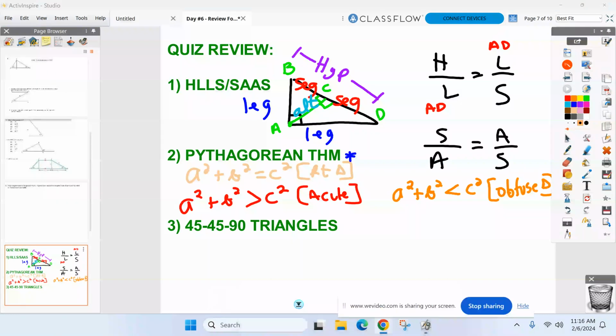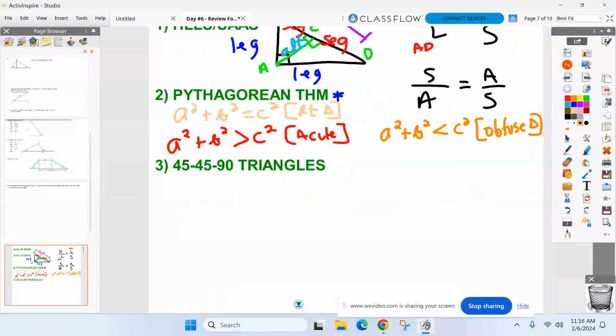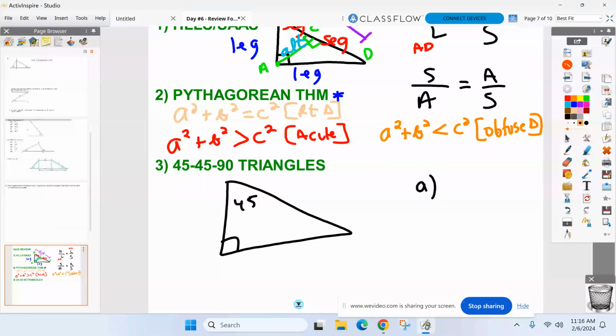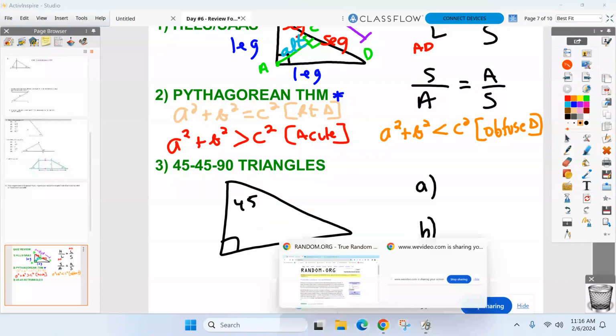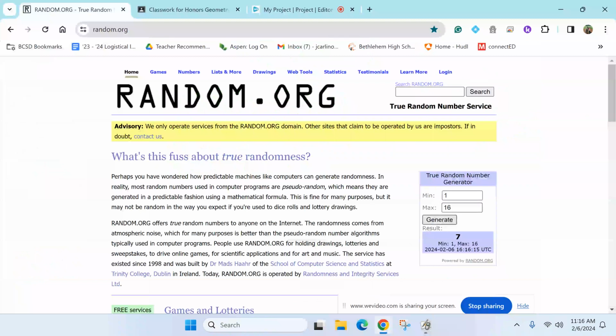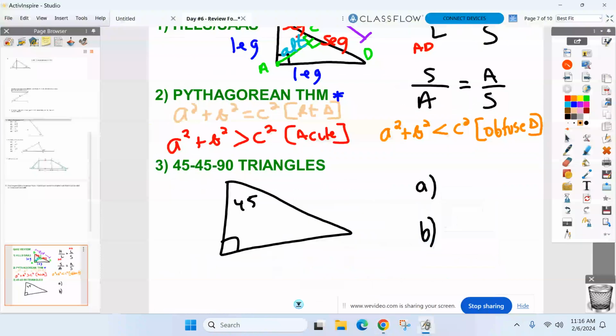All right, let's go to 45-45-90. Let me ask somebody what you know about it. Here you go. This is all I'm going to give you. What do we know about that diagram? There should be 2 things you can produce from that diagram. Here we go. One thing, Amy. It's isosceles.